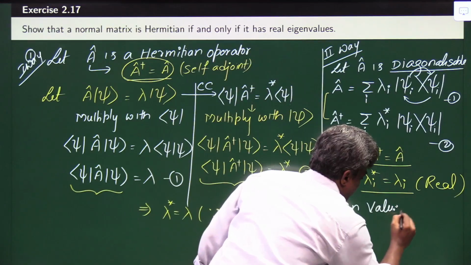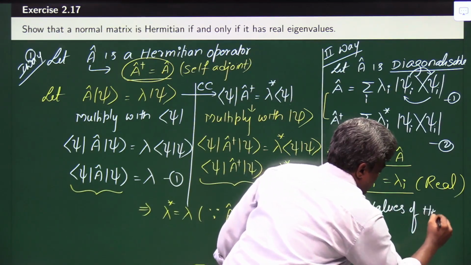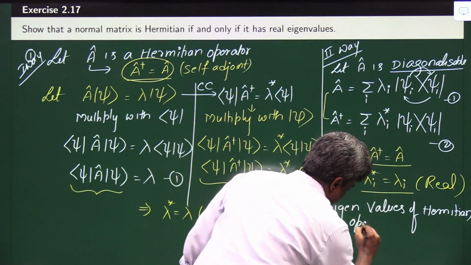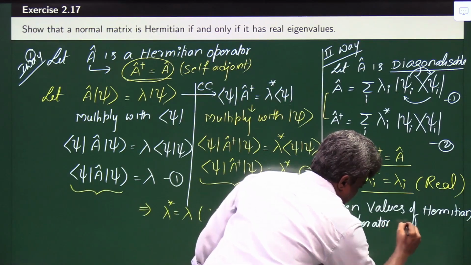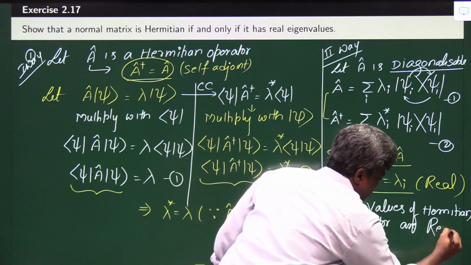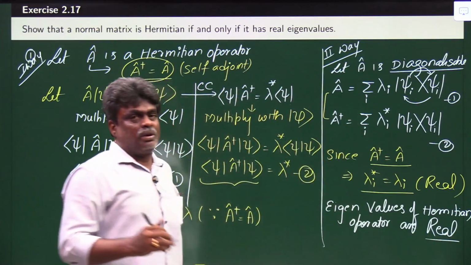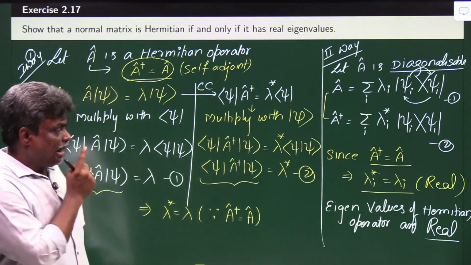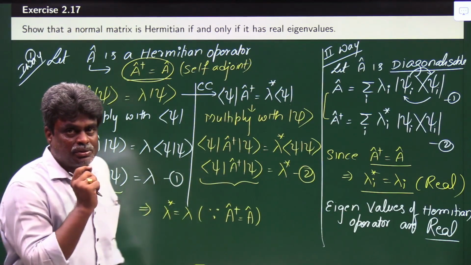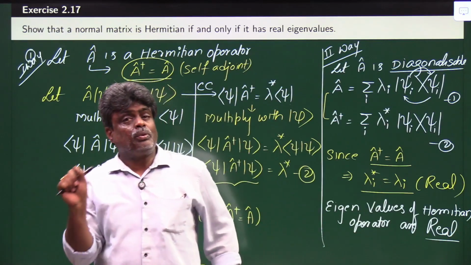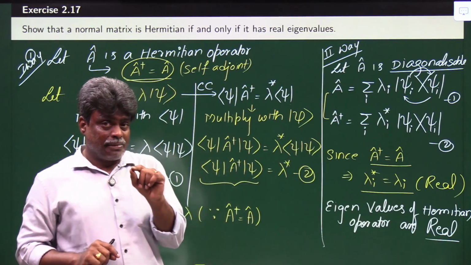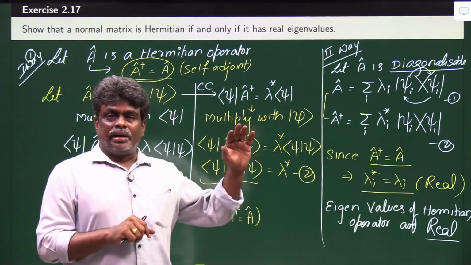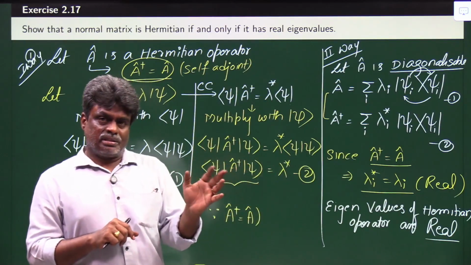Eigenvalues of a Hermitian operator are real. Now you may get one doubt: if it is anti-Hermitian, what about the eigenvalues? Anti-Hermitian eigenvalues are either 0 or pure imaginary, but Hermitian operator eigenvalues are always real.